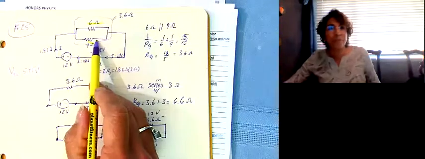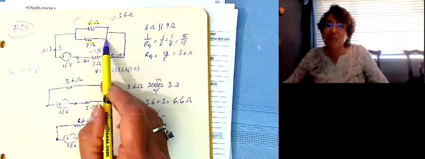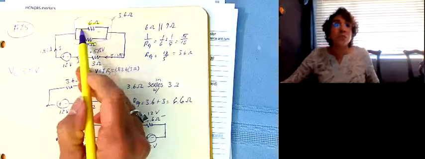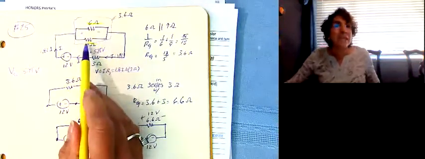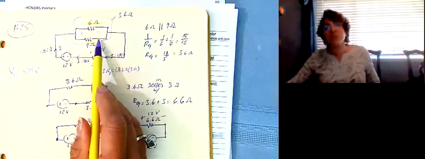Now the question is, what's the voltage across these resistors and how much current is going through them? What's important to remember is when you have resistors that are in parallel, the voltage across them is exactly the same. I hope I'm drawing this right with the plus minus. Put here plus minus, plus minus. So whatever the voltage is across the 6 ohm resistor, it's going to be the same across the 9 ohm resistor.